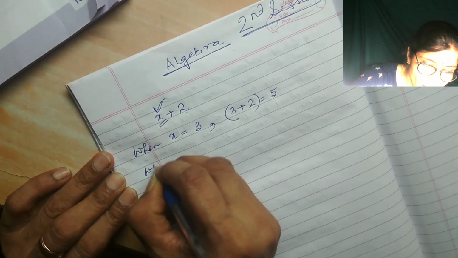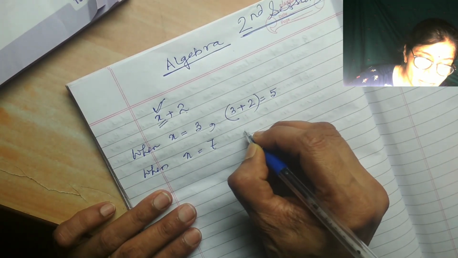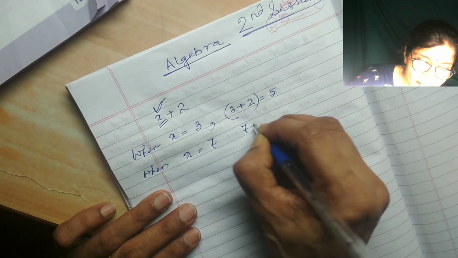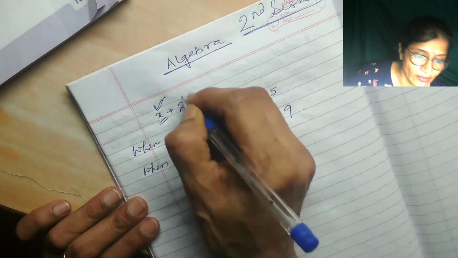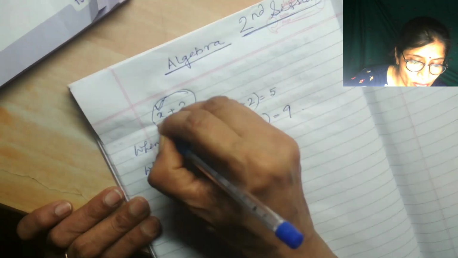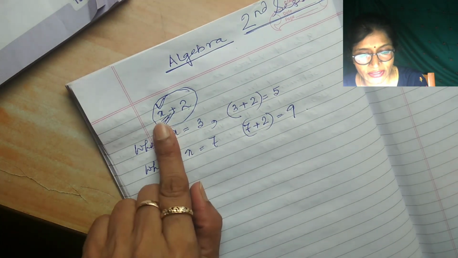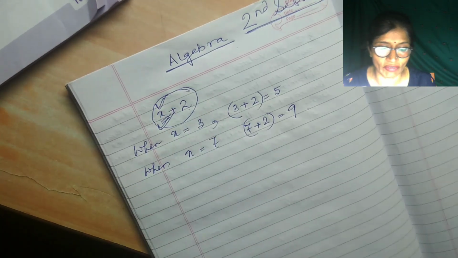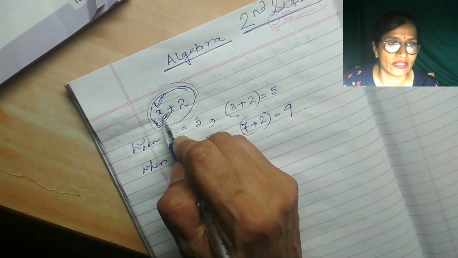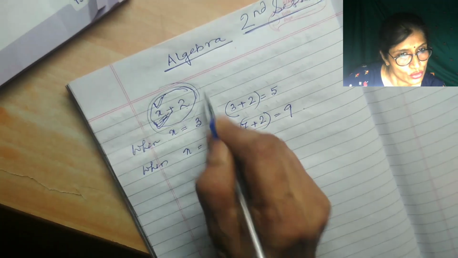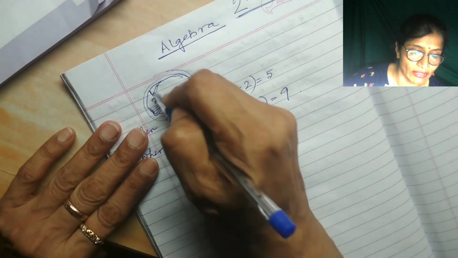But when x is, suppose, 7, at that time x plus 2 will be equal to how much? 7 plus 2 equals 9. It means the value of this x plus 2 depends on the value of this variable x. If the value of x is 3, then this will be equal to 5. When the value of x is 7, then this is 9. In the same way, when the value of x is 10, then this will be 12. So this depends on the value of x.